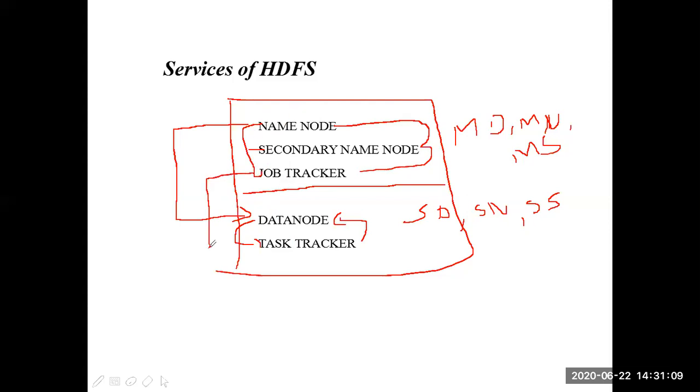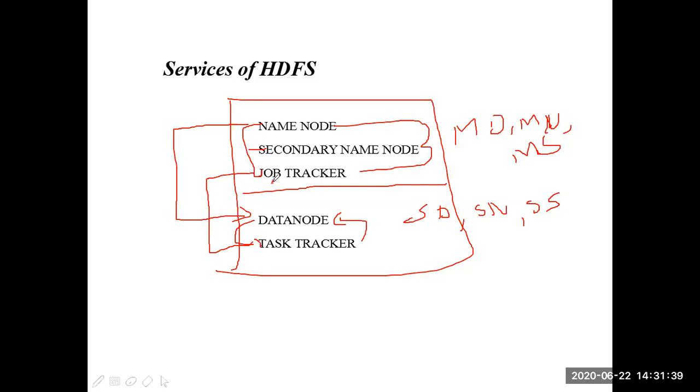Similarly, job tracker can only contact the task tracker. From the master part, who can communicate with the task tracker? Only job tracker can communicate with the task tracker. Here also we can call this job tracker as the master for task tracker. Task tracker is called as slave for the job tracker. Job tracker is the superior, task tracker is the subordinate. Name node is the superior, data node is the subordinate. Clear?